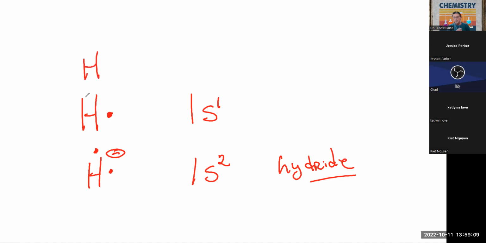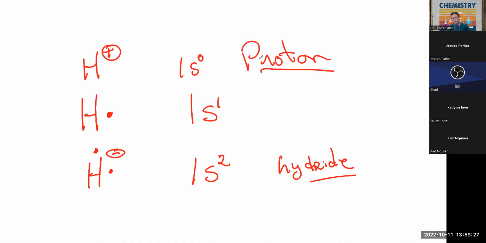And when it loses an electron, just like a metal, it ends up with a positive charge. That orbit, okay, is empty now. That's a 1s0. The 1s orbital is empty. This is called a proton. This is what we attribute to the acidity of a solution. So meaning that any chemical that releases a proton, which is nothing more than a hydrogen with a plus charge, that is classified as an acid, okay?